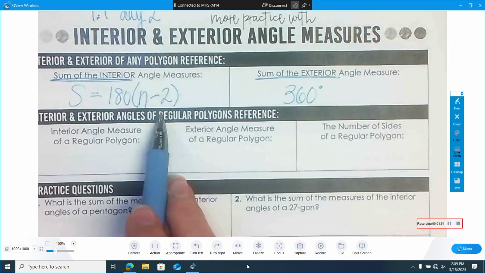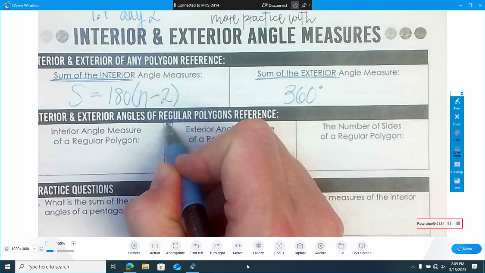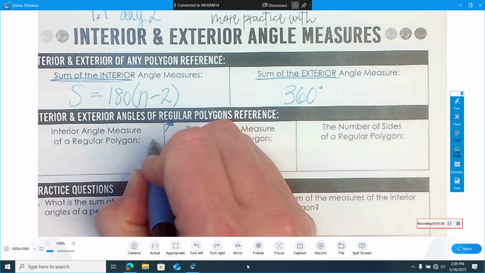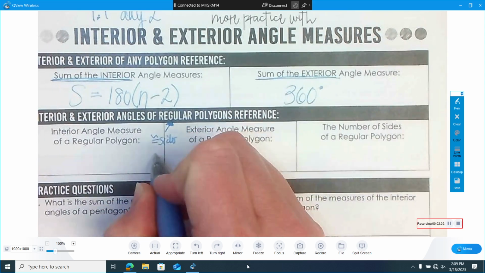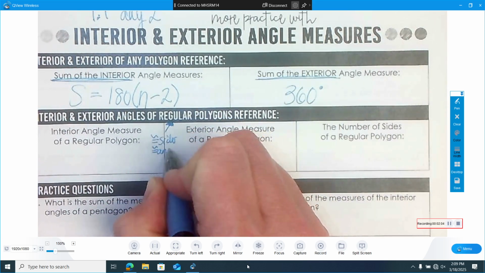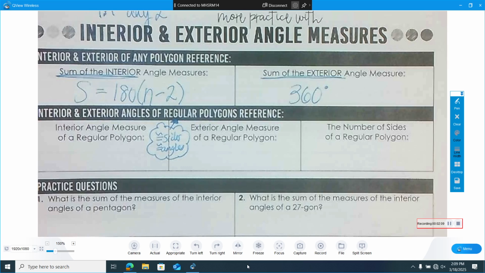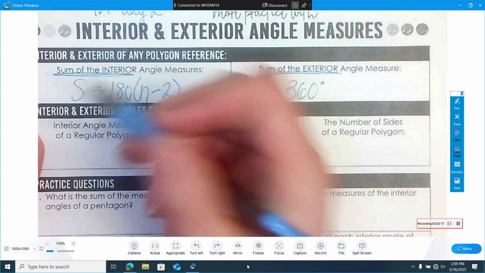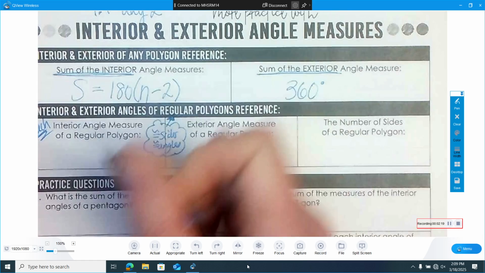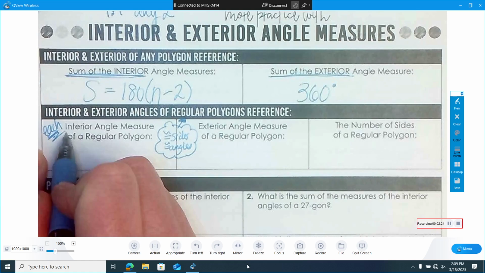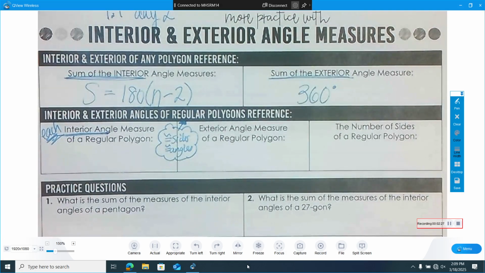Now, regular polygons. What is a regular polygon? Sides are equal, so congruent sides, which also means congruent angles. So congruent sides and congruent angles. Very important to understand what that word means. So if I have a regular polygon, I can figure out each, so add in the word each right there, each interior angle. Each interior angle of a regular polygon.